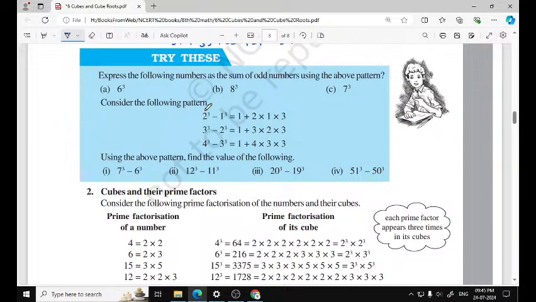Consider the pattern. These 2 and 1 are consecutive numbers. 2 cube minus 1 cube is 1 plus 2 into 1 into 3. 3 cube minus 2 cube is 1 plus 3 into 2 into 3. So these 2 digits are fixed and the middle 2 digits are changing. Now 7 cube minus 6 cube will be 1 plus 7 into 6 into 3.